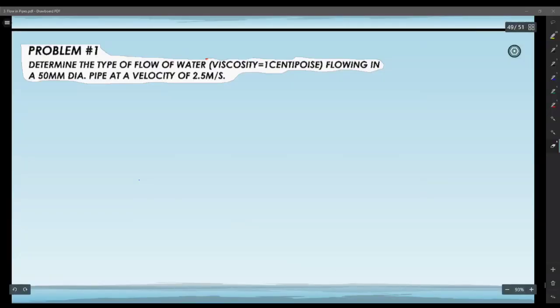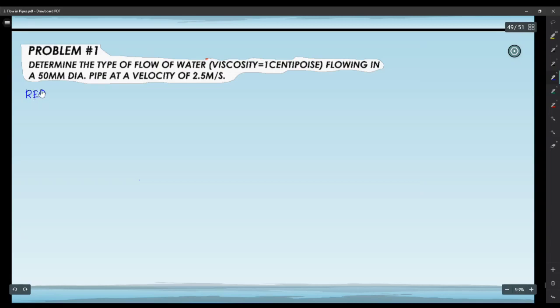Okay guys, so mag-solve tayo ng mga problems for this topic. So basahin natin yung problem number 1. Determine the type of flow of water given the viscosity as 1 centipoise flowing in a 50 millimeter diameter pipe at a velocity of 2.5 meter per second. So the required for this problem is to determine the type of flow.